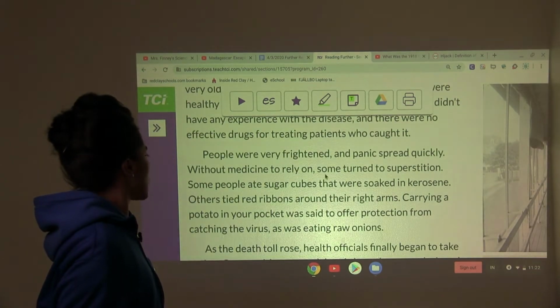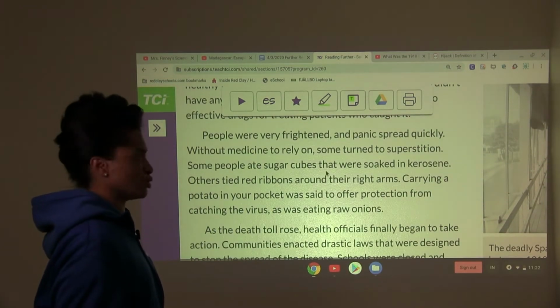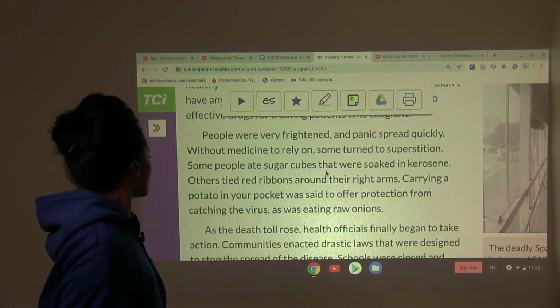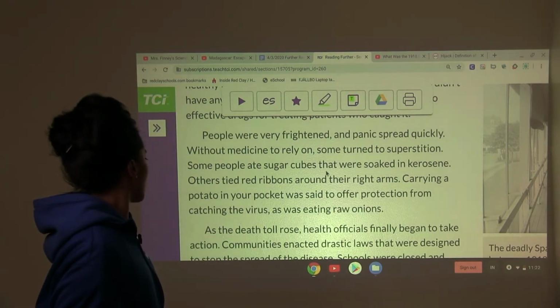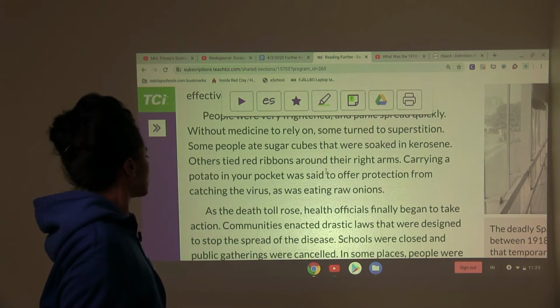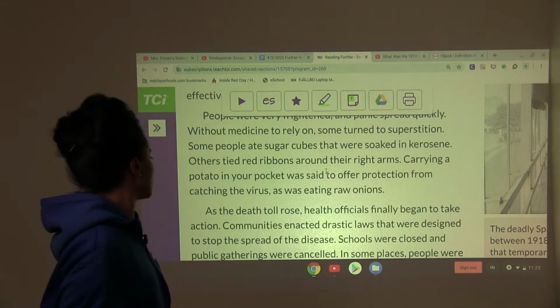Without medicine to rely on, some turned to superstition. Some people ate sugar cubes that were soaked in kerosene. Others tied red ribbons around their right arms. Carrying a potato in your pocket was said to offer protection from catching the virus, as was eating raw onions.